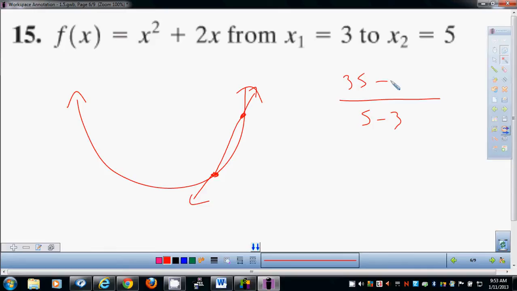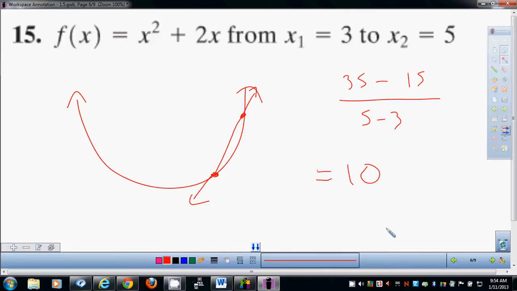Then you plug 3 into the function. 9 plus 6, was that 15? 15. So 20 over 2 gives you an average rate of change of 10. Now, rate of change is always like something per something, but for the time being, you can just give me a number.